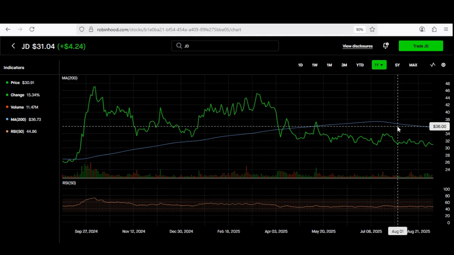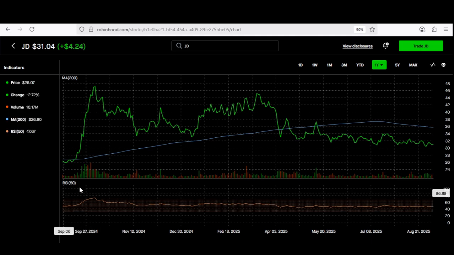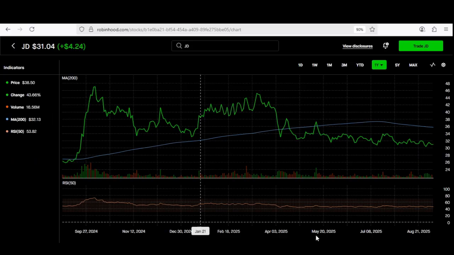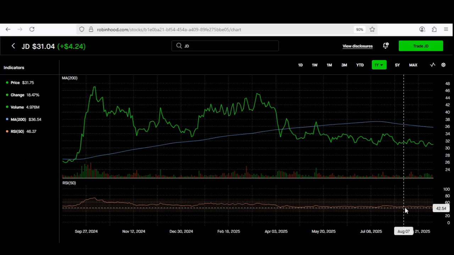Now, we're going to go ahead and go to the bottom, and we're going to check out our RSI, or our relative strength index. The RSI is a momentum indicator which tells us whether the stock is being overbought or oversold. The current RSI right now of JD is going to be around 46. So that's below the 50 mark.